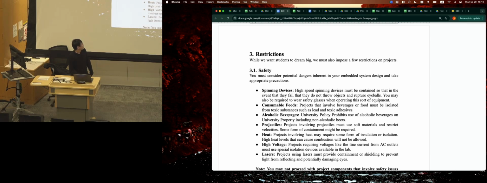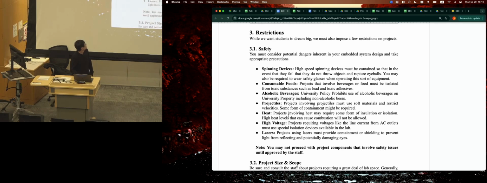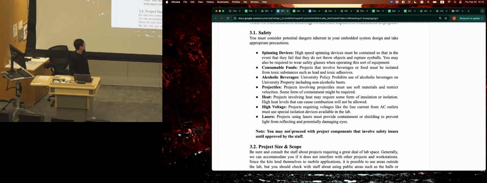Yeah, this is a little bit surprising, but it seems like the university doesn't allow any alcoholic drinks inside of the property. So for those who want to do some, I don't know, drunk driving testing kind of projects, you've got to do it outside in the cold weather. And if you're trying to shoot something, make sure it's not too strong. If you're trying to use lasers, if it's a UV laser, make sure you have a container or a shielding of some kind laid out.